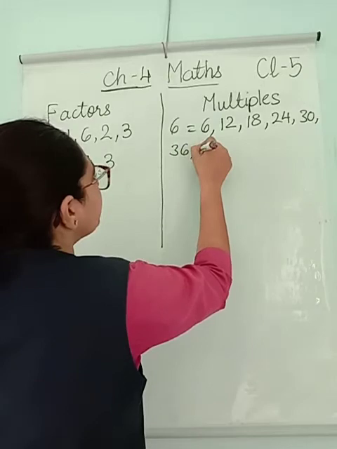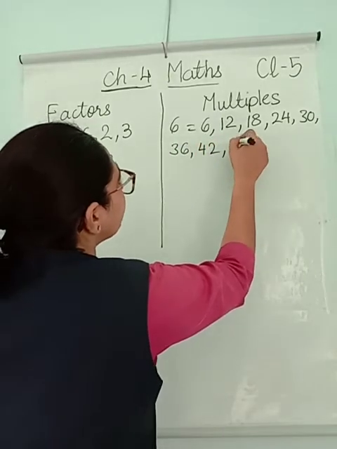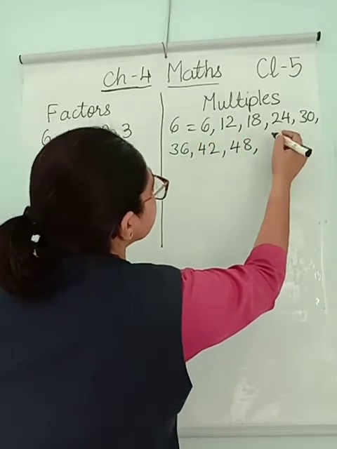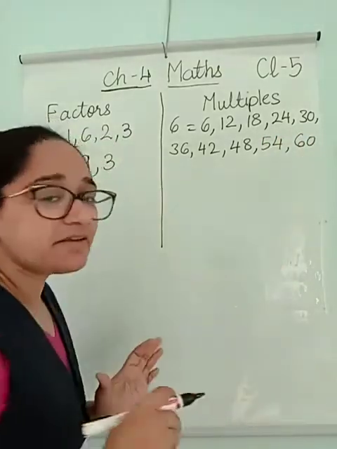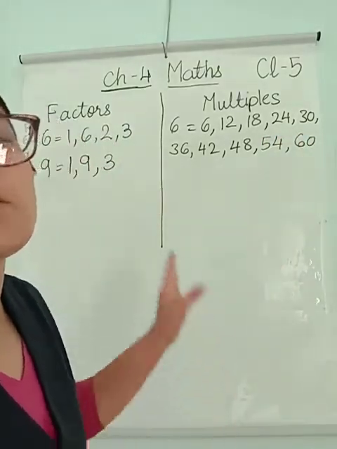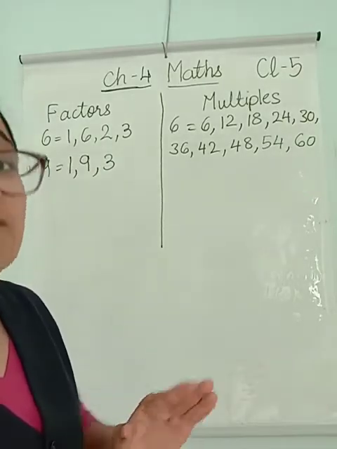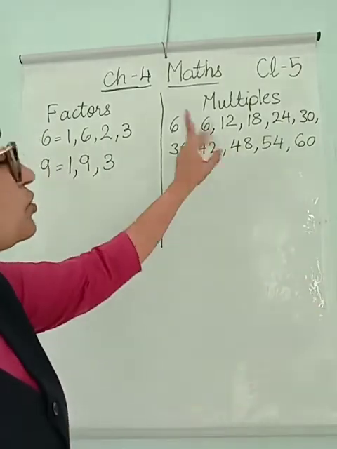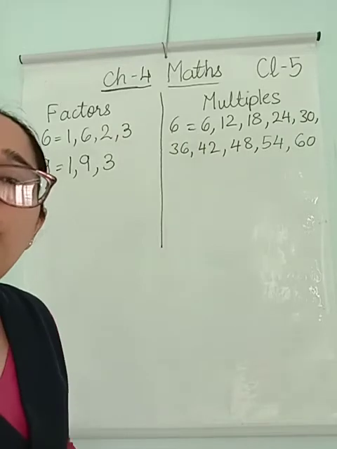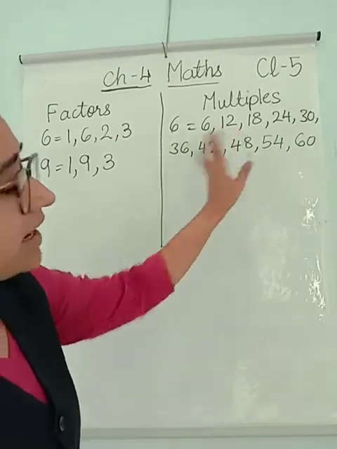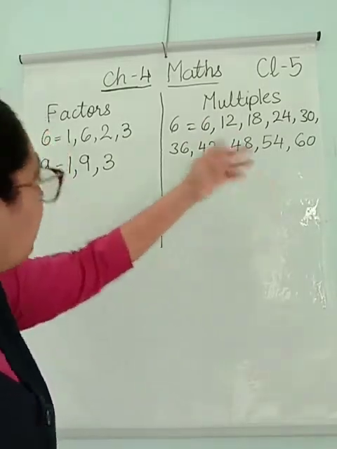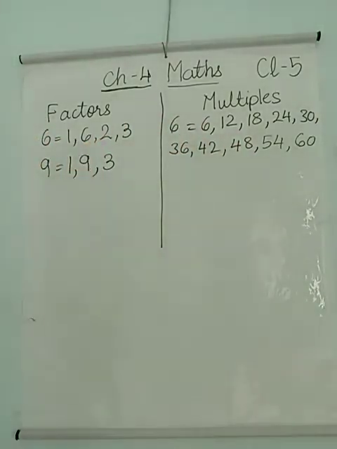6 7s are 42, 6 8s are 48, 6 9s are 54, 6 10s are 60. So these are the first 10 multiples of 6. Multiples means multiply. So you start multiplying by 1, 2, 3, 4, 5, 6, 7. Continuously you have to multiply and write that answer. This is called multiple and this is called factor.